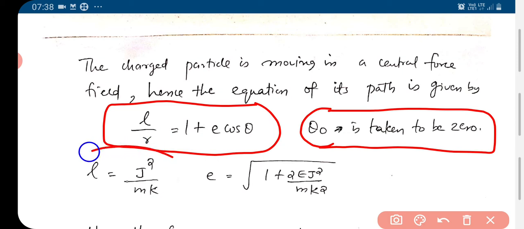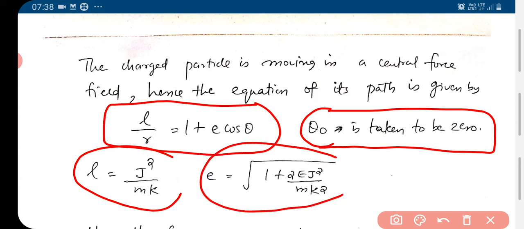Here we know L is J squared by mk. J is the angular momentum, which is a constant. And e, the eccentricity, is given by root of 1 plus 2E J squared by m k squared. E is the total energy. And when the particle is far away from the nucleus, coming towards the nucleus, its total energy will be completely kinetic. So we can say E is the initial kinetic energy of the particle, the total energy.